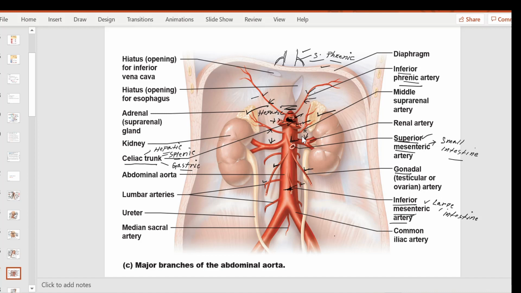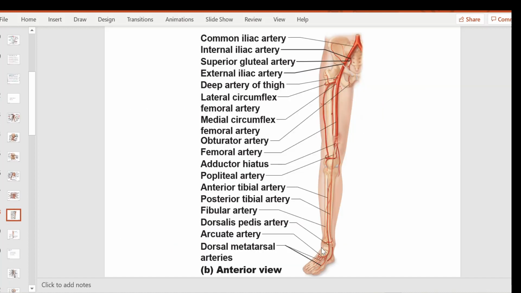And then what happens? The lower end of the abdominal aorta divides into two common iliac arteries. Okay, right and left common iliac. Then common iliac divides into external iliac and internal iliac. Internal iliac is the smaller one and external iliac is the bigger one. Internal iliac remains in the pelvic cavity and supplies blood to the pelvic organs, and external iliac is the larger one, goes to the thigh. So let's see what happens.